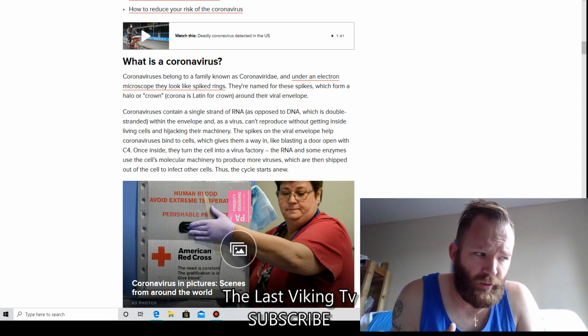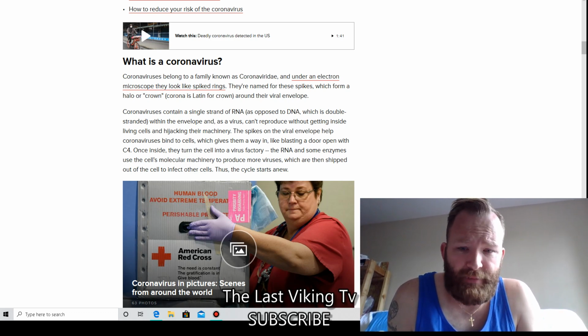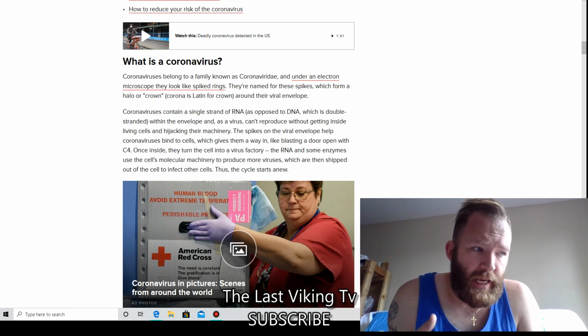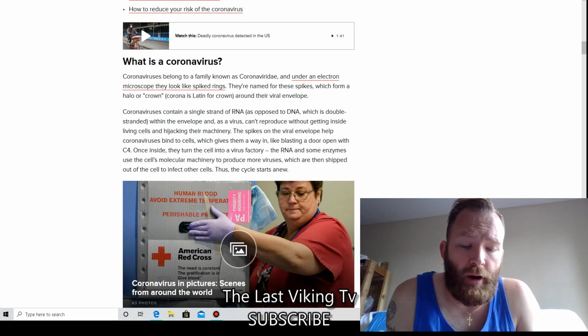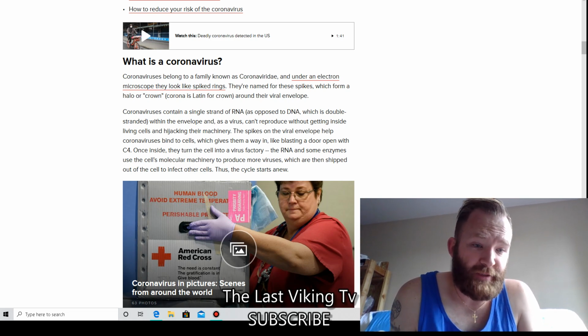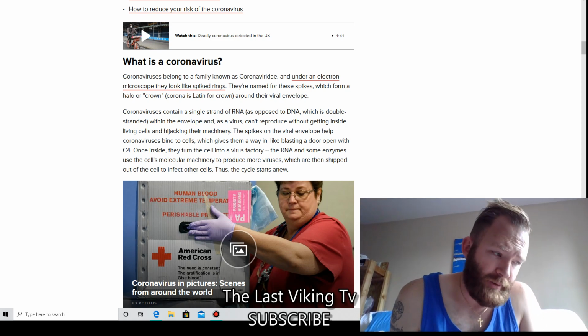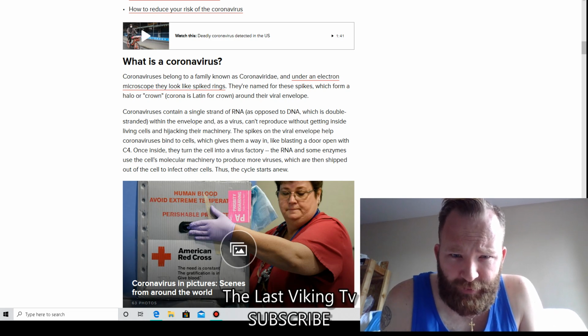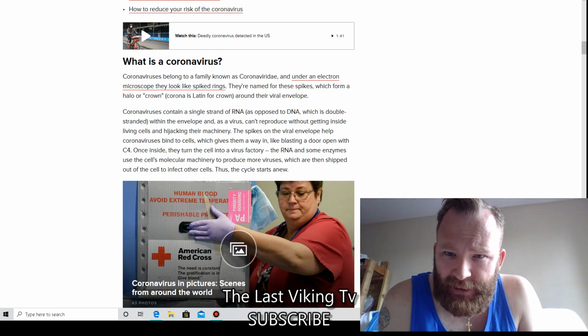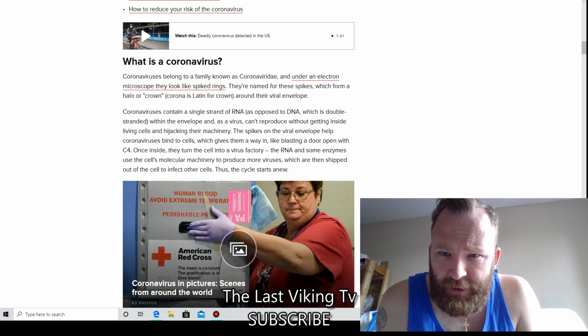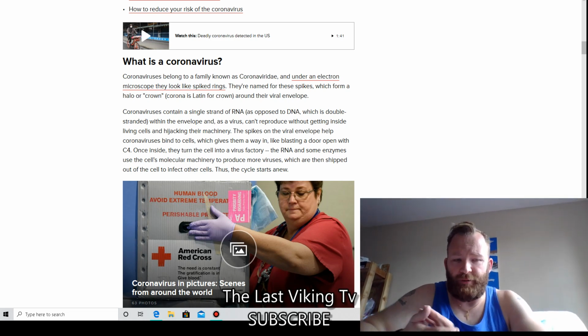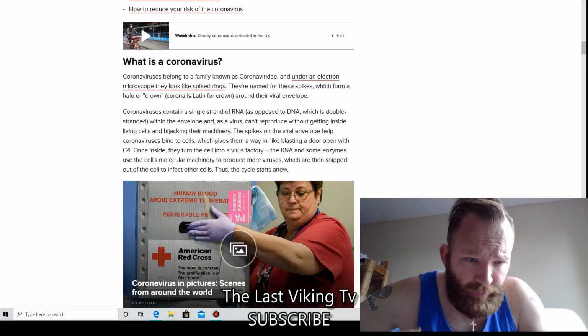Your body is able to recreate this virus multiple times so fast that your immune system, your T cells, are not able to produce enough T cells. Instead of producing more T cells, it produces more coronavirus cells. They're named for these spikes, which form a halo crown. Corona is Latin for crown, around their viral envelope. Coronaviruses contain a single strand of RNA. You might want to remember that.